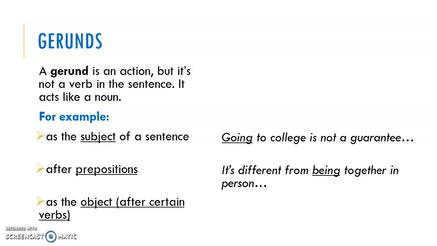Also, we often need to use a gerund as the object of a sentence, but only after certain verbs. Other verbs don't require that, and that's okay. There's a reference sheet in this module. But what I mean is, for example, in the sentence, I recommend going to college. Well, we would not say, I recommend go to college or I recommend to go to college. And that's because the verb recommend just has that pattern of using a gerund after it.